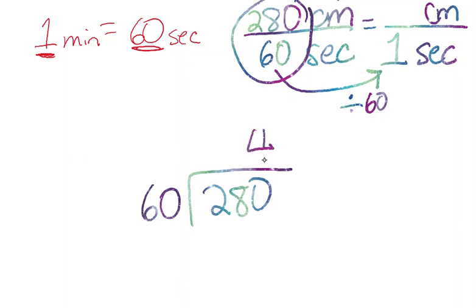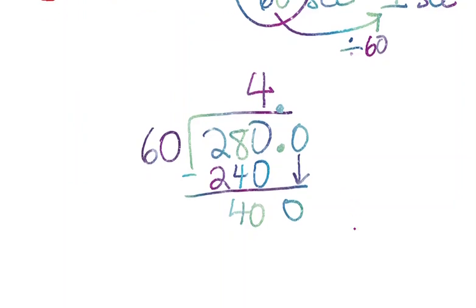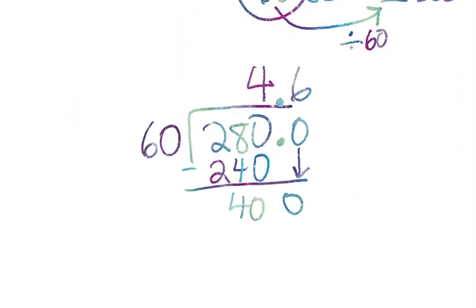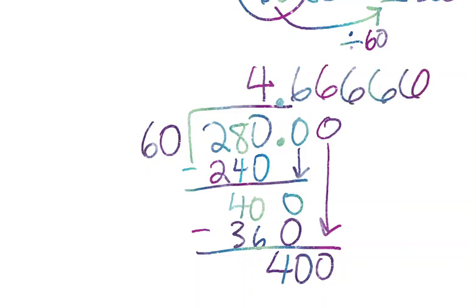60 times 4 is 240. Subtract. I get 40. I can keep dividing by putting a decimal and bringing down a 0. 60 times 6 is 360. Subtract. Oh, I got 40 again. So even when I bring down another 0, I'm going to keep getting 6. So my answer is 4.6 repeating.